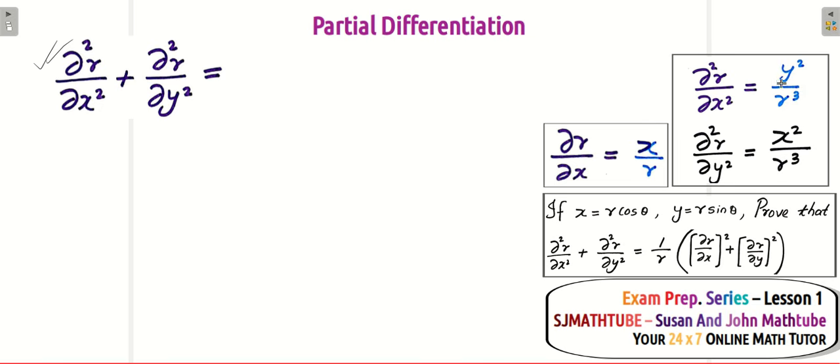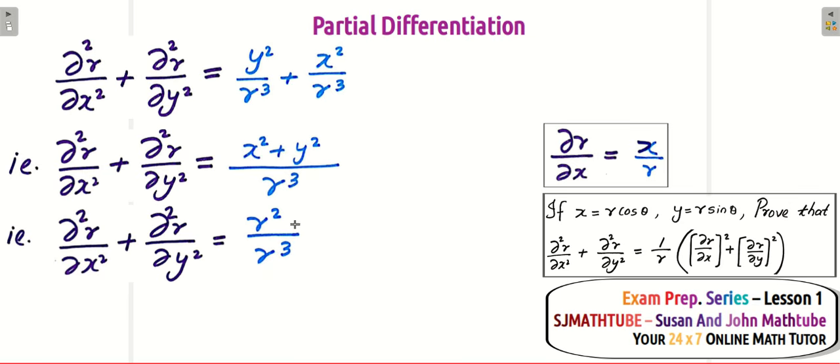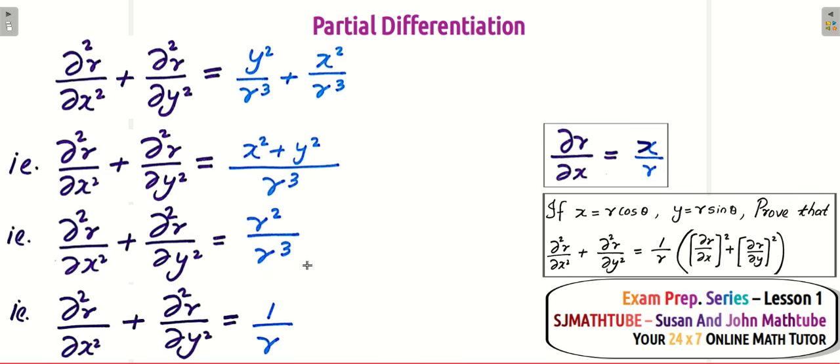Okay, so we have the values over here. I took the left hand side and plugged in those values. The denominator is common, and I still hope you remember r square is x square plus y square. That's it. So the left side is 1 by r.